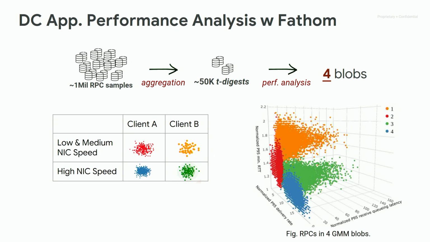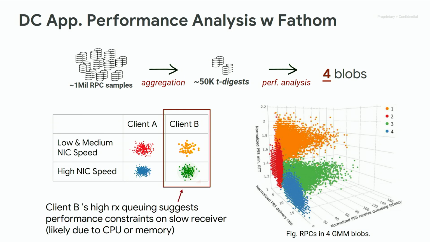For instance, in this plot, the green and orange blobs on the right belong to the same client, client B, but RPCs in the green blob were running on top of fast-speed NICs, whereas RPCs in the orange blob were running on top of slow-speed NICs. Additionally, the persistent high receiver queuing latency experienced by client B suggested performance constraints on slow receivers, possibly due to exhausted CPU and memory resources there.